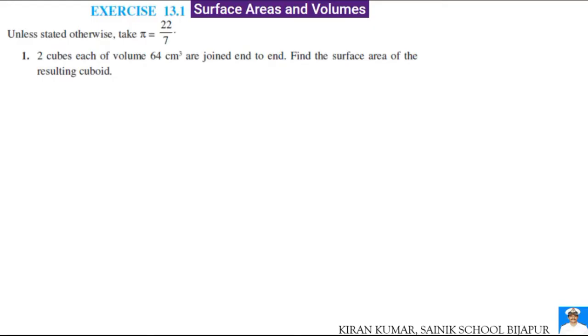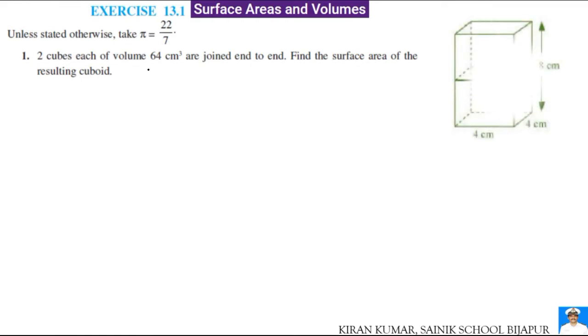First question is related to cube. Unless stated otherwise, take pi equal to 22 upon 7. Two cubes, each of volume 64 centimeter cube, are joined end to end. Find the surface area of the resulting cuboid.